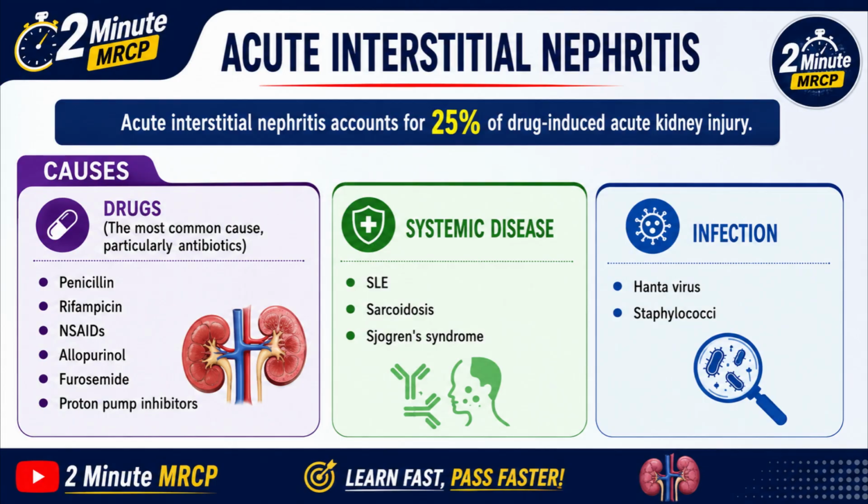Besides drugs, several systemic diseases can also cause acute interstitial nephritis, including systemic lupus erythematosus, or SLE, sarcoidosis, and Sjogren's syndrome. Certain infections are also associated with AIN, particularly hantavirus and staphylococcal infections.